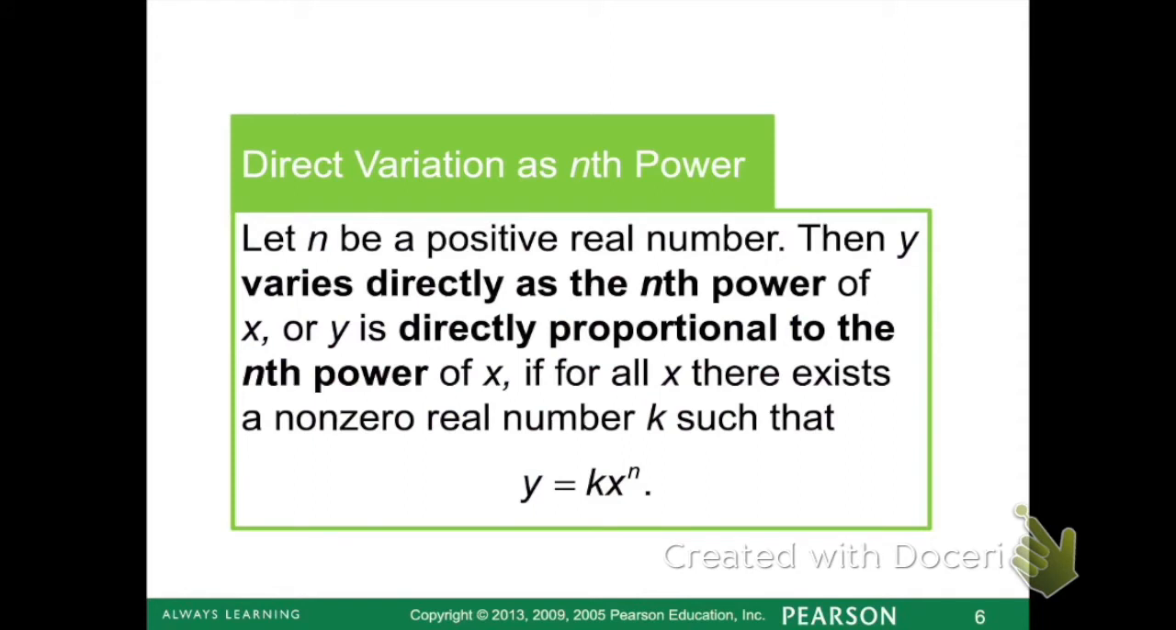Next, we have direct variation as nth power. So this is the same idea, except in this situation, the problem would state y varies directly as the nth power of x. So we would have this equation, y equals k x to the n.